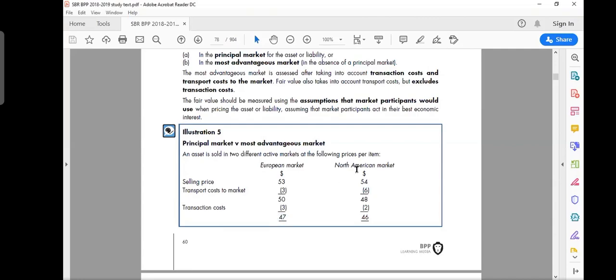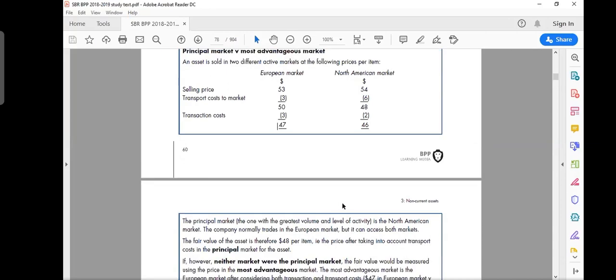The same asset, when it goes to the North American market, will have a $54 selling price, a little bit higher, but transportation costs are more, $6, giving 48. And then there are some transaction costs too, and the net amount is 46. So remember, these were your 2 markets, European and North American. The principal market, the one with the greatest volume and level of activity, is the North American market. The company generally trades in the European market, but it can access both markets. So you usually trade in European, but the principal market is the US market.